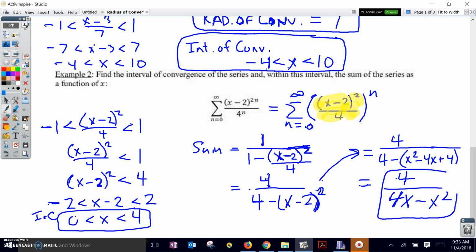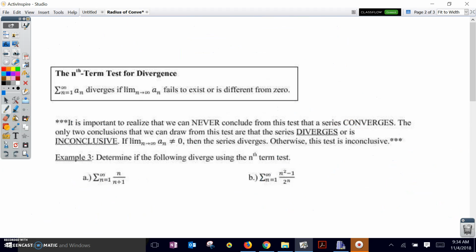Alright, and that is the sum of the series as a function of x. And so no matter what x value we would put into the original series, it would lead to a sum of 4 over 4x minus x squared. Alright, let's continue on to the next page.